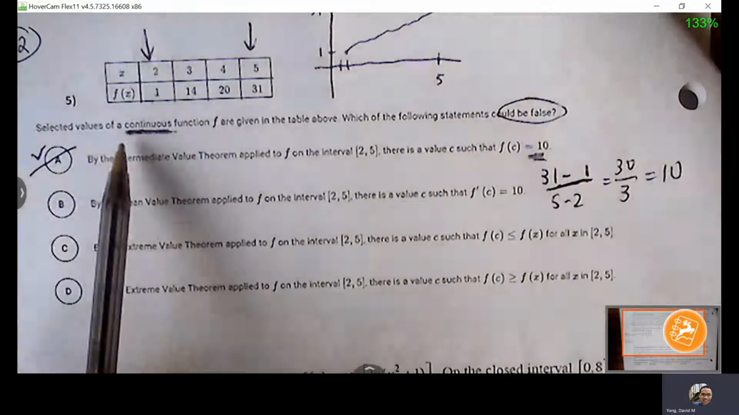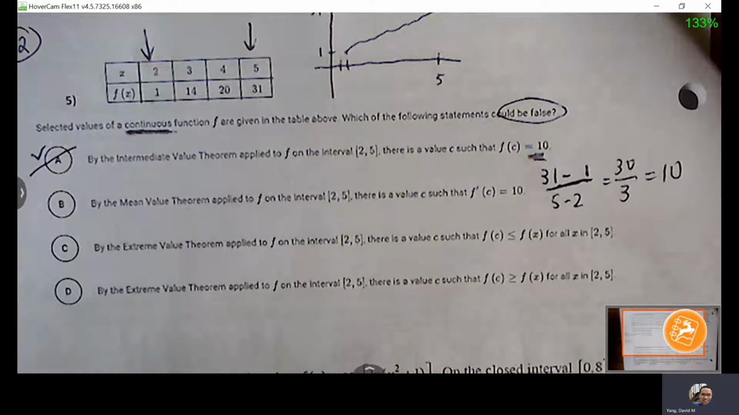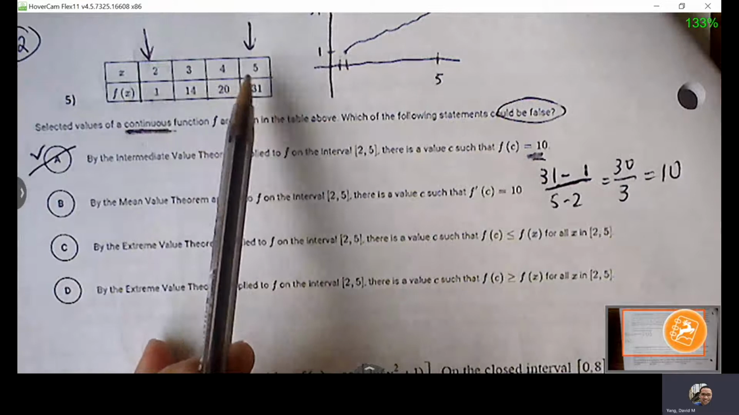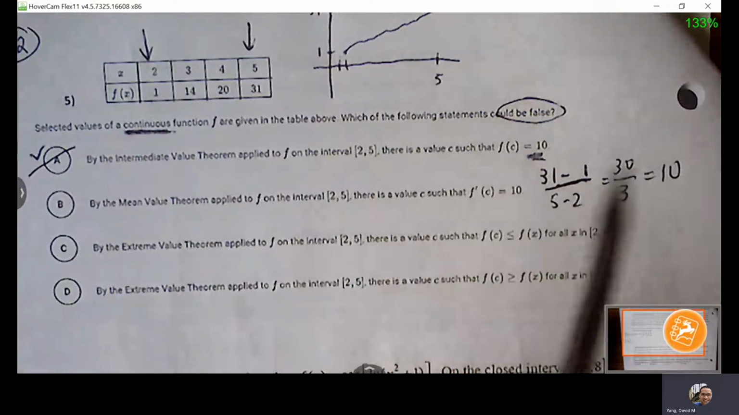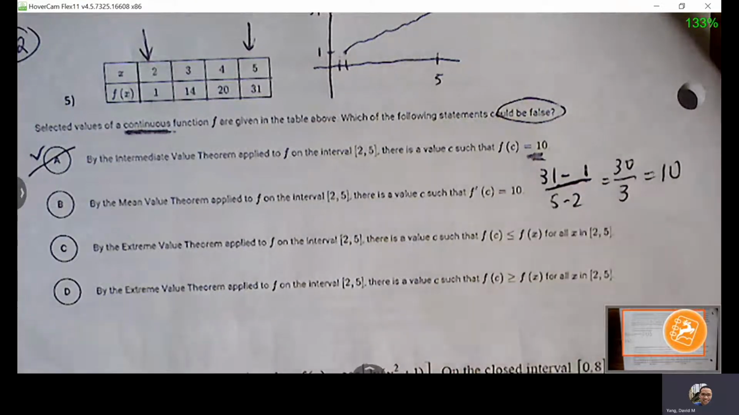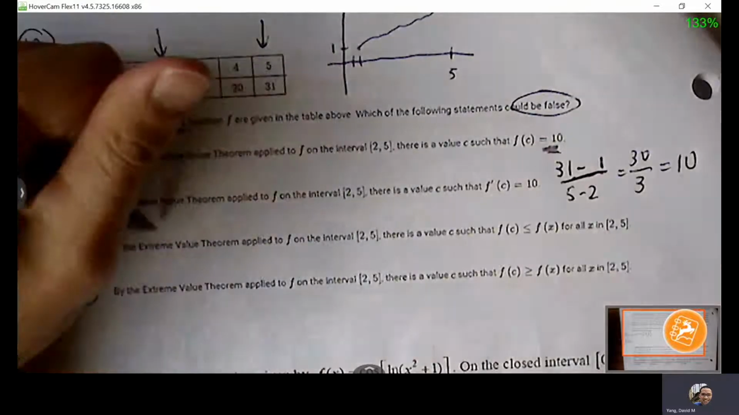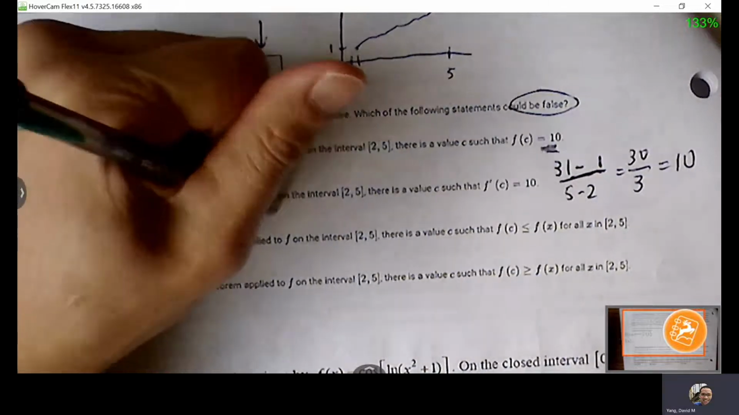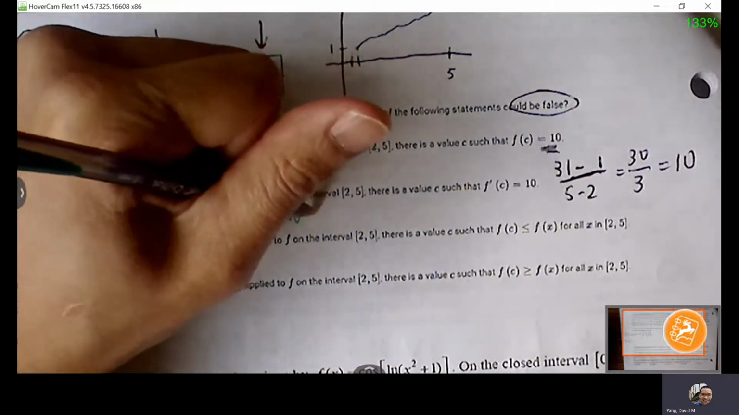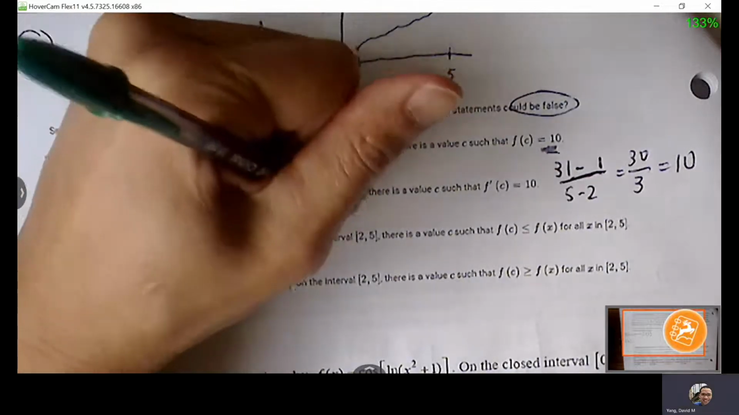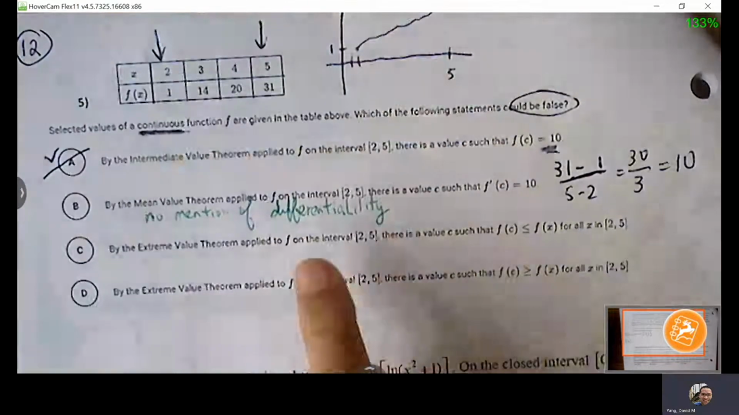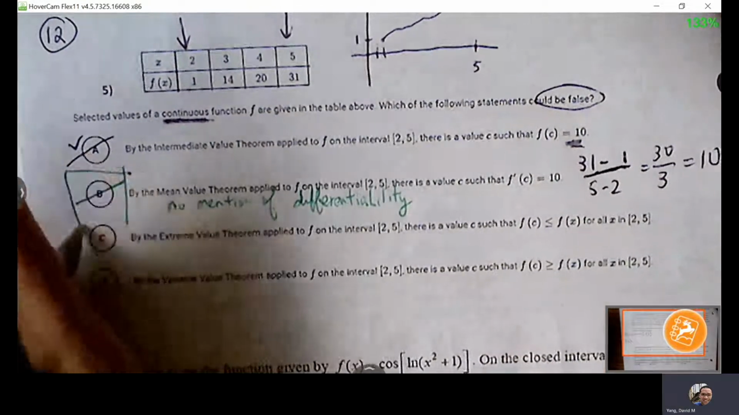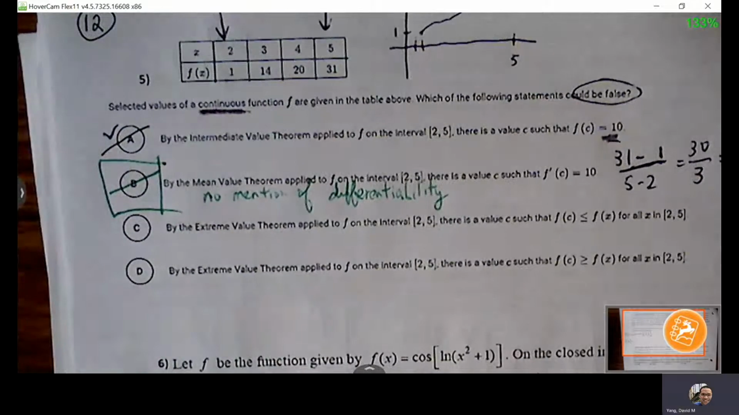And differentiable. So the tricky thing is they say continuous, but they don't say differentiable. So there could be a sharp turn somewhere along this region. Even though the slope ends up being 10 between the endpoints, there may be a sharp turn that could derail that. So there's no mention of differentiable or differentiability. So there has that possibility of could be false. So this is actually the answer there.